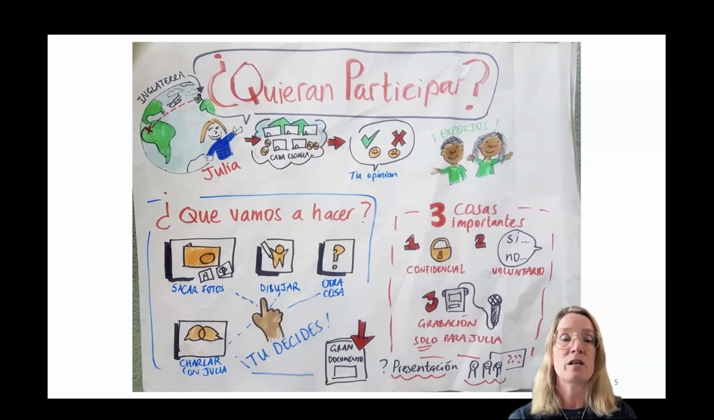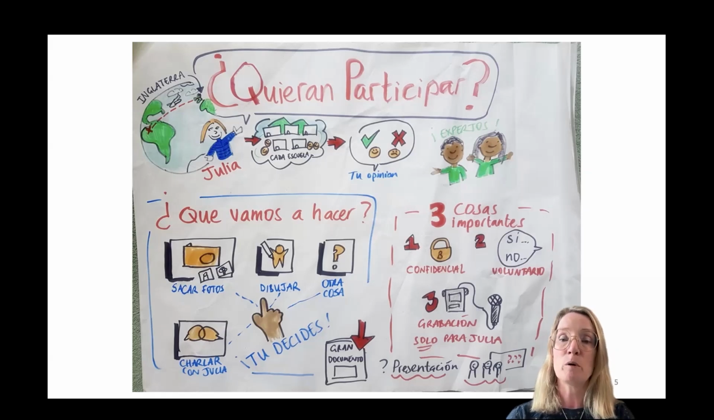Bottom left, you see that children have the options of the things we're going to do. ¿Qué vamos a hacer? What are we going to do? And I've just used simple images to say these are the things that we might do. Take photos, draw, chat with Julia, or another idea. This would be great to use with autistic children and give them a visual timetable of what it is you're going to do and when.